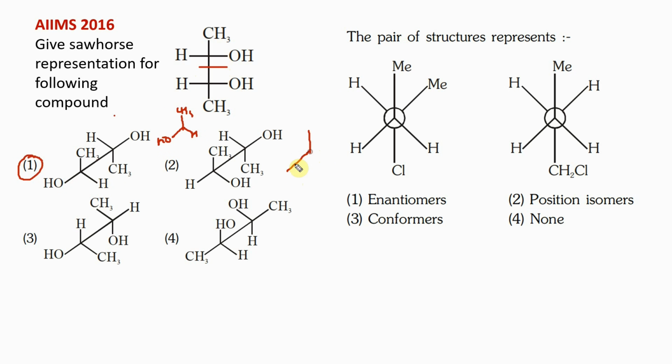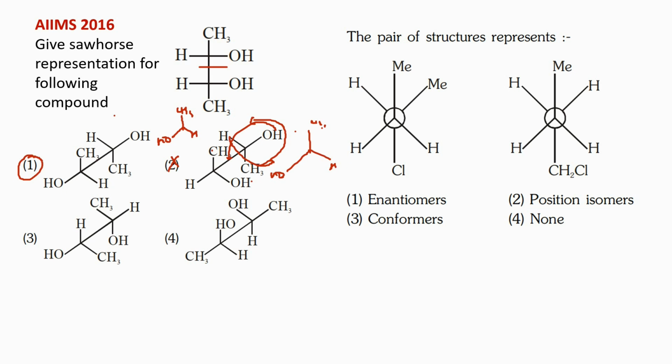Let's take for example this one. CH3 comes to the top. So this goes here, this comes here, this comes here. Exactly at 180 degrees. So OH comes here, H comes here, CH3 comes here. CH3 is eclipsed. OH is on the right side, OH is on the left side. So this is not. Similarly, you can do these two.